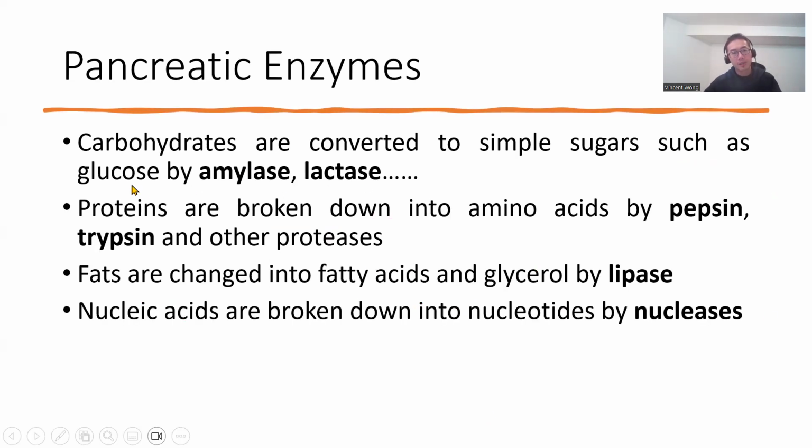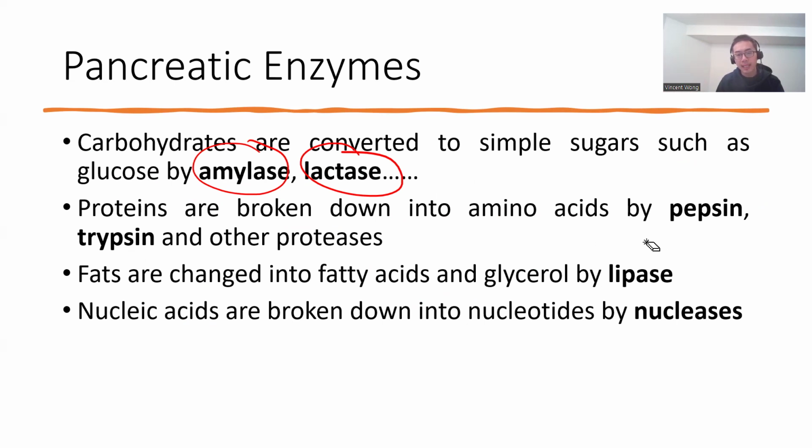So what enzymes do we have? Well, we have enzymes like amylase and lactase. These are not new terms, right? From the name lactase, you should be able to tell that it breaks down lactose. Okay. We already had some amylase from the saliva before. Now you just get more.